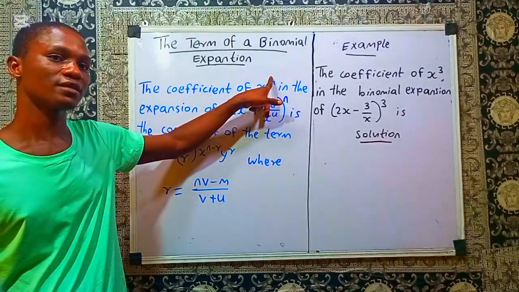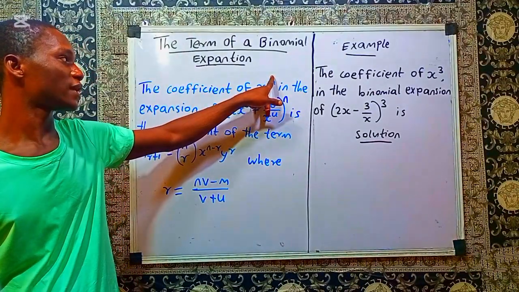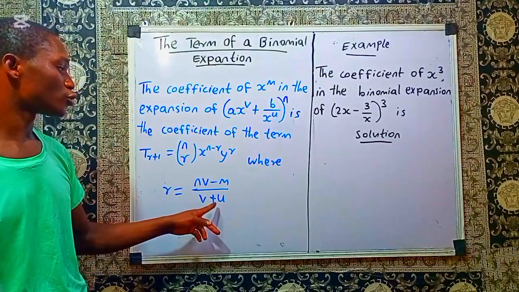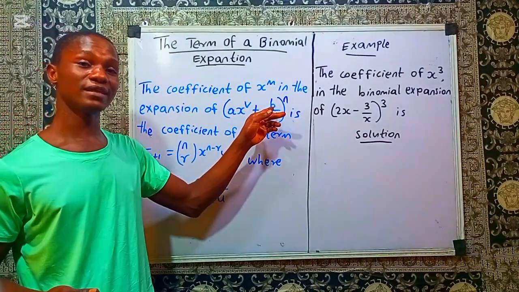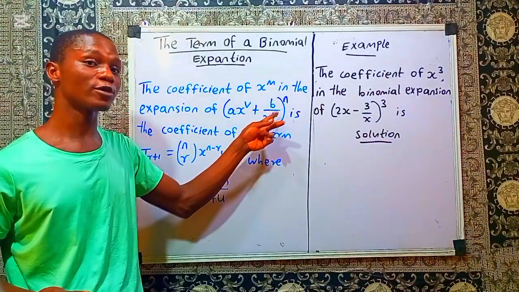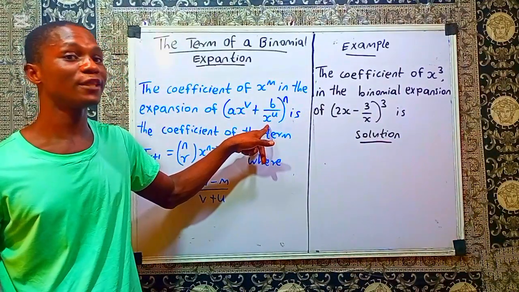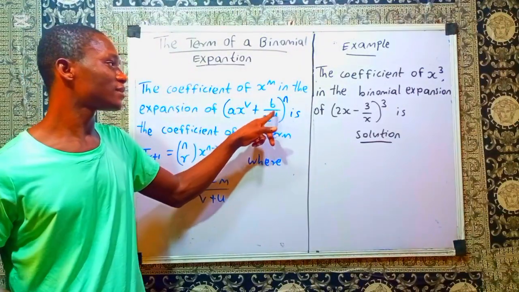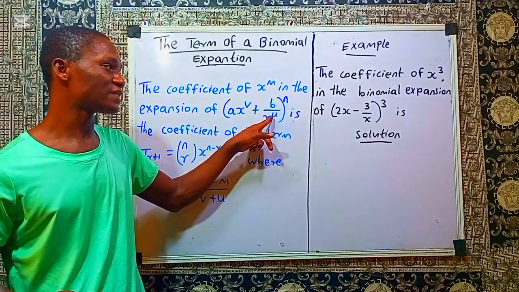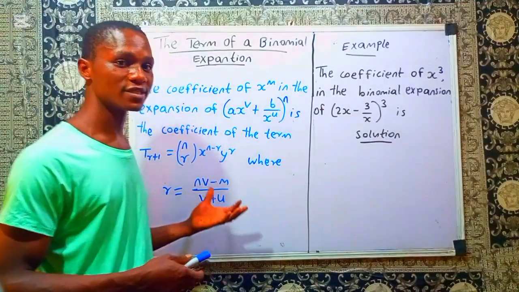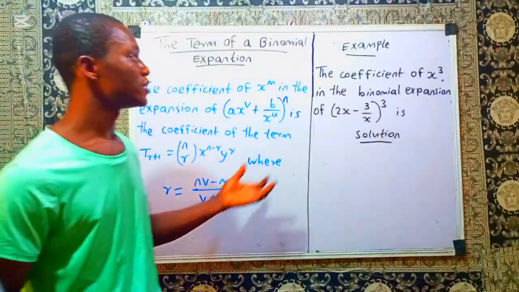What is this index here? m. So that's this m, all divided by v plus u. u is the index of x in the second quantity inside the bracket below. So we have x below here. Whatever the index of x below here is, that is your u. So we illustrate the use of this formula with this example.